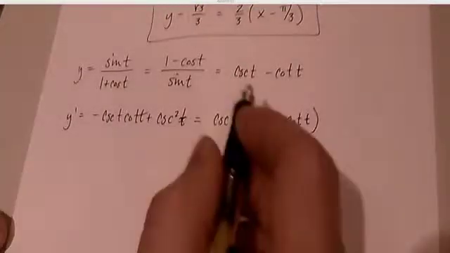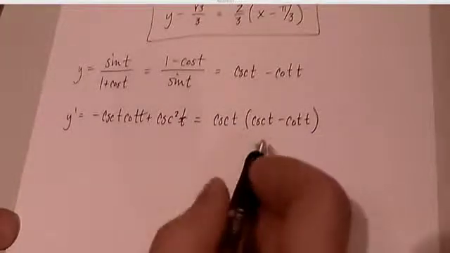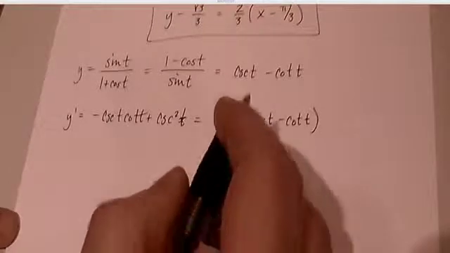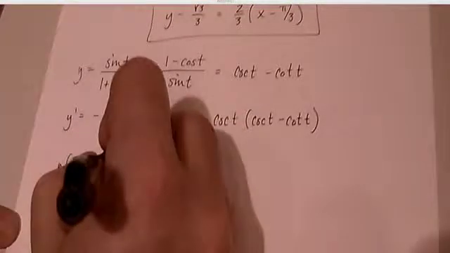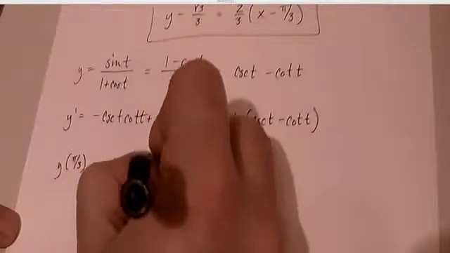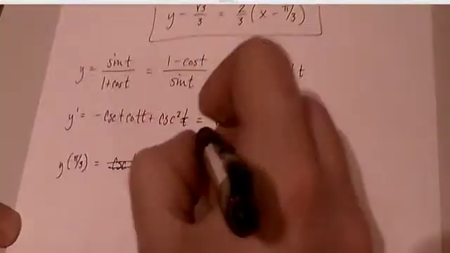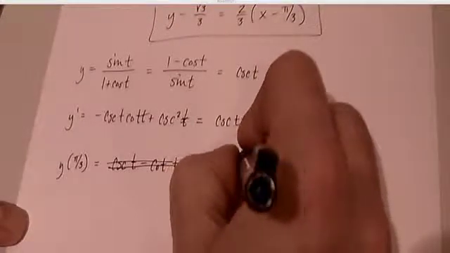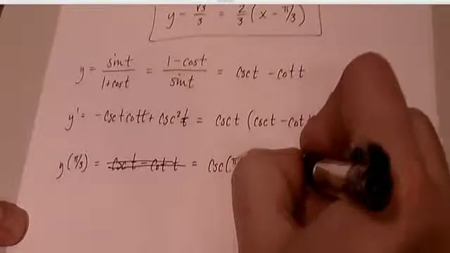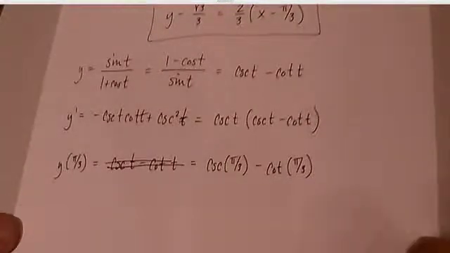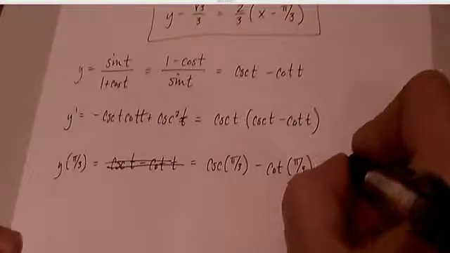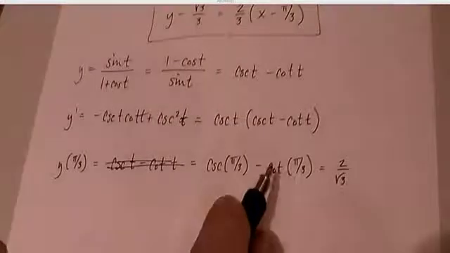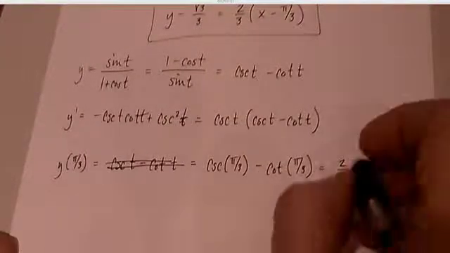Well, evaluating these at pi over 3 may not be the best thing in the world, but at least you don't have to use the quotient rule, right? So you actually can evaluate these, and if I evaluate y at pi over 3, I'm going to get cosecant pi over 3 minus cotangent of pi over 3. Okay. Well, what's sine of pi over 3? Sine of pi over 3 we've already determined is root 3 over 2. Okay, so this is 2 over root 3. Now, cotangent of pi over 3 is going to be what?